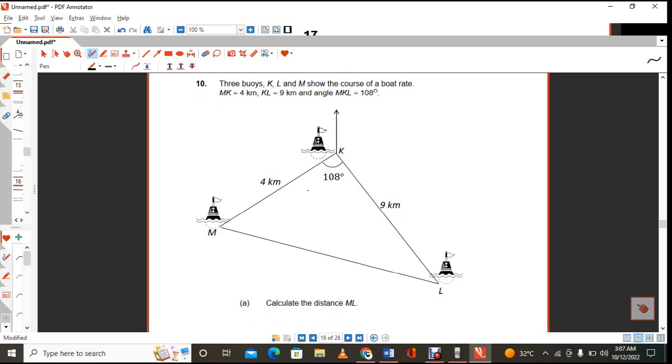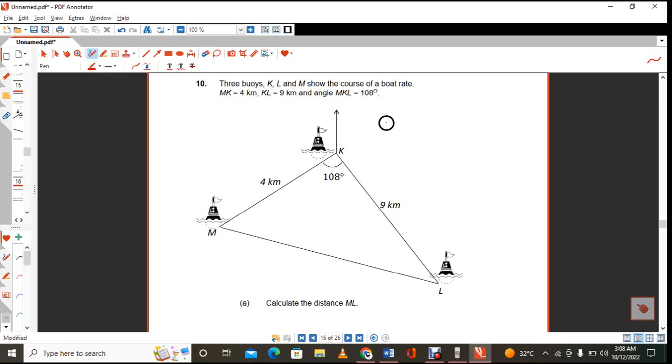the cosine rule. Remember, the formula is a squared equals b squared plus c squared minus 2bc times the cos of whatever angle is there. Obviously then you're going to have the a alone. Remember, you've always got two answers, plus and minus, but I'm going to take the positive one because we don't want the negative one. We're looking for distance. So that's what I'm going to apply in this case.